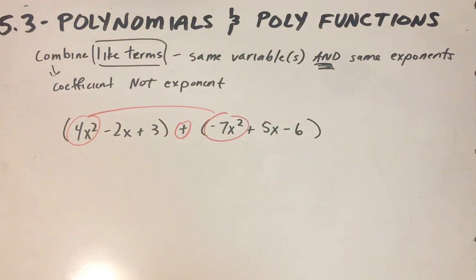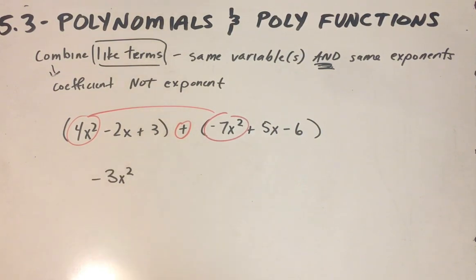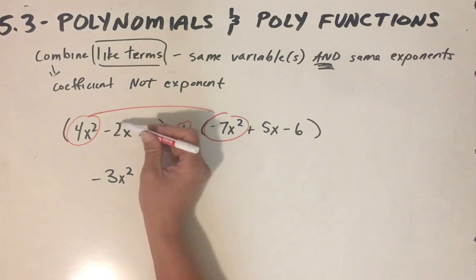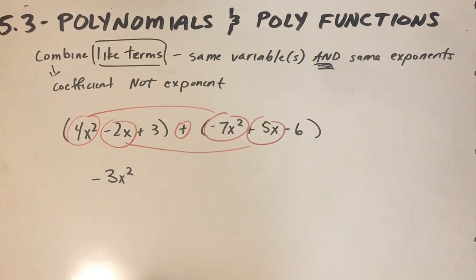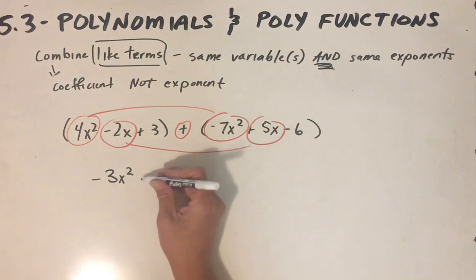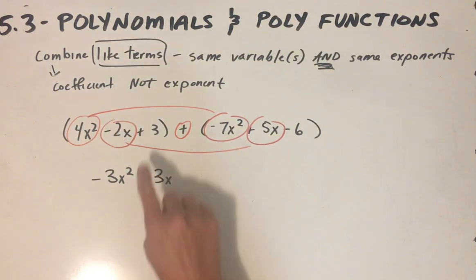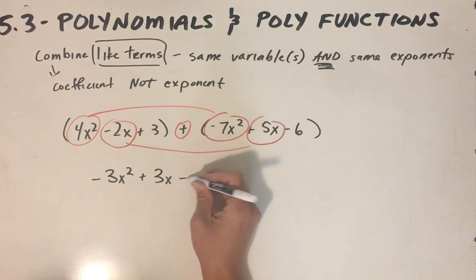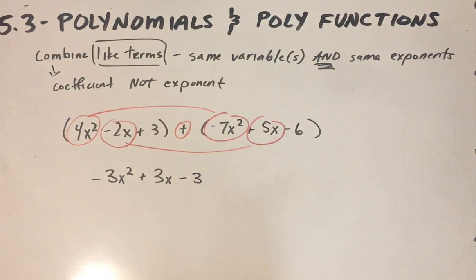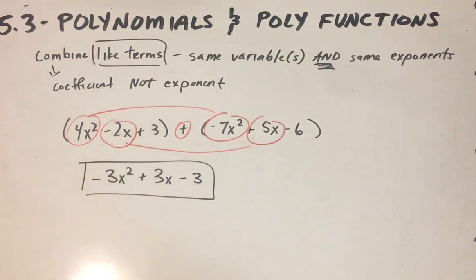4 minus 7 is a negative 3, but that's still x squared. I'm going to say, oh, hey, these are the same. They both have an x to the power of 1, so I'm going to combine those. Negative 2 plus 5 is a positive 3. The variable is still just x. And then I've got 3 plus a negative 6, which is a negative 3. So this is combining like terms when I have an add sign here.